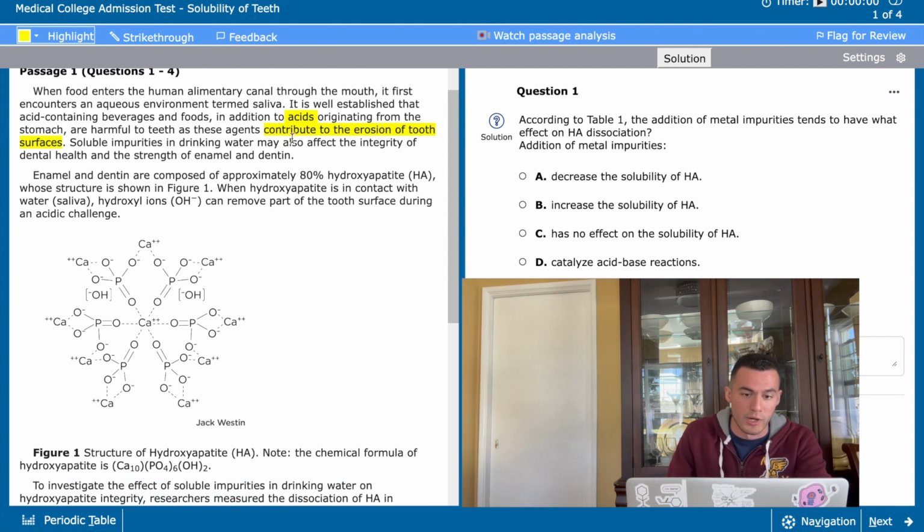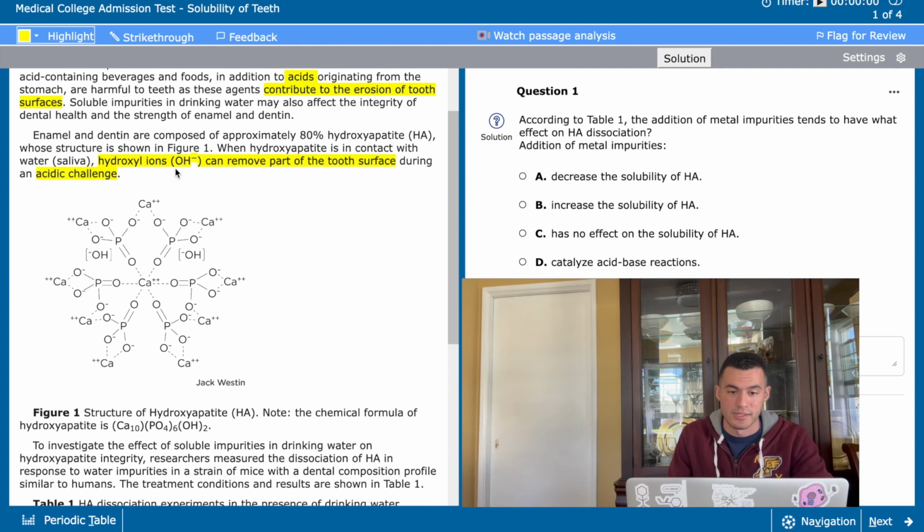Soluble impurities in drinking water may also affect the integrity of dental health and strength of enamel and dentin. Enamel and dentin are composed of approximately 80% hydroxyapatite, whose structure is shown in figure 1. When hydroxyapatite is in contact with water, saliva, hydroxyl ions can remove part of the tooth surface during an acidic challenge. So they talk about how you can have hydroxide ions. They can essentially serve to help take away some of the protons when there's acid around the teeth.